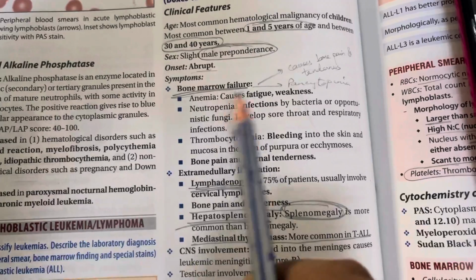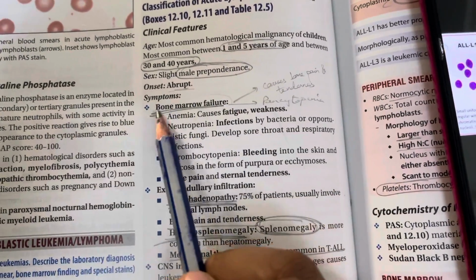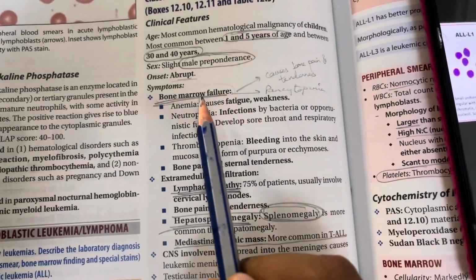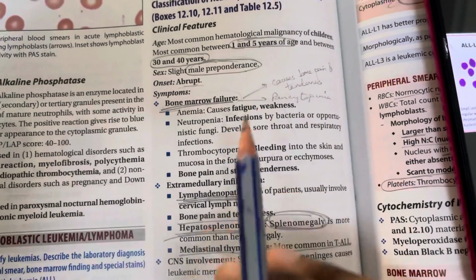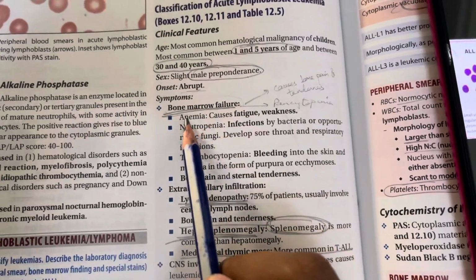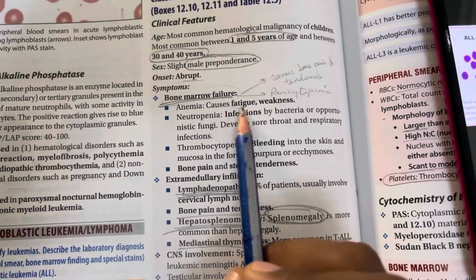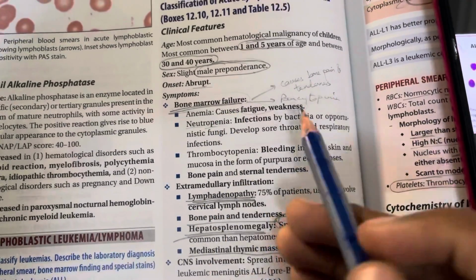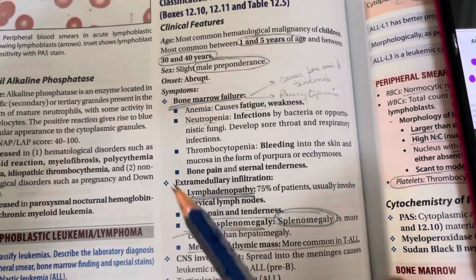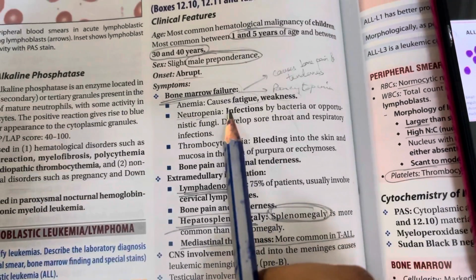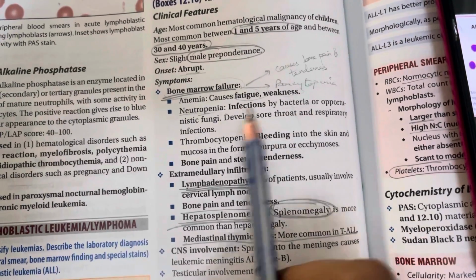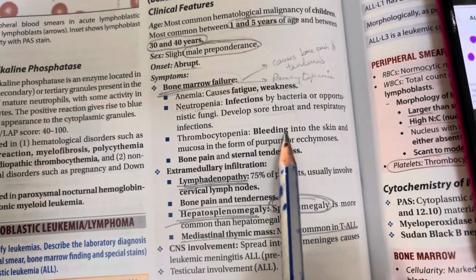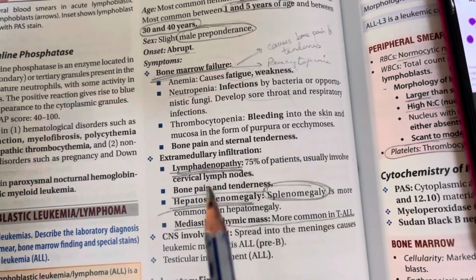Next, onset is abrupt. Symptoms: basically in the bone marrow you have pre-B cells and pre-T cells. They are not letting the bone marrow do its function. So you have pancytopenia of everything except WBCs, because they have to increase as it is a leukemia. Anemia is there, normocytic normochromic, with fatigue and weakness because of anemia. Neutropenia is there, but lymphocytes you can see more. Lymphocytosis is seen, but neutropenia is seen. Because of neutropenia, bacterial infections and opportunistic fungal infections develop, and sore throat develops. Next, thrombocytopenia. Because of that, there is bleeding into the skin and mucosa in the form of purpura or ecchymosis.